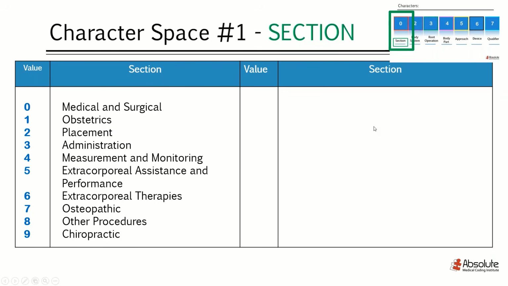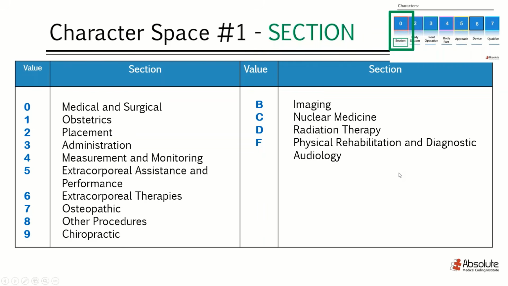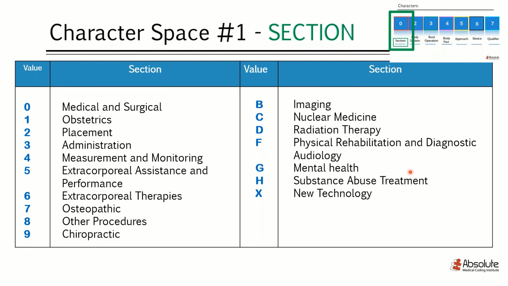Now we've got some other values, and these are our letters. A B value will say this is imaging, C is nuclear medicine, D, radiation therapy, F, physical rehabilitation and diagnostic audiology, G, mental health, H, substance abuse treatment, and X says that this is a new technology procedure. All right, so this is pretty much what you are coding for in your PCS manual.